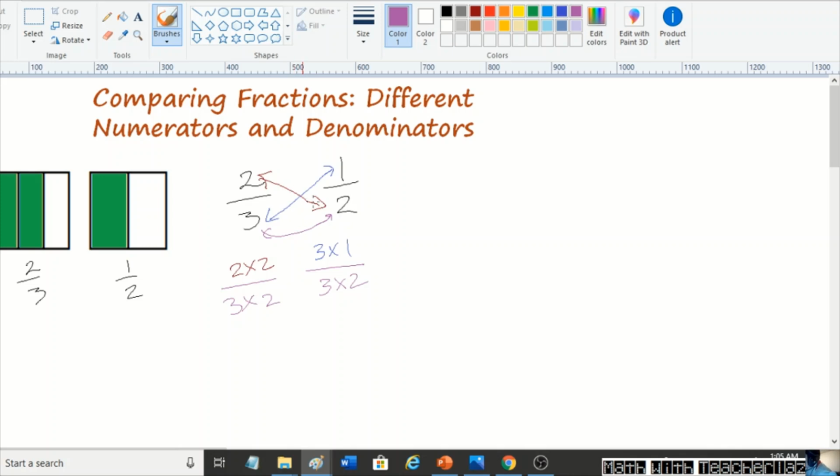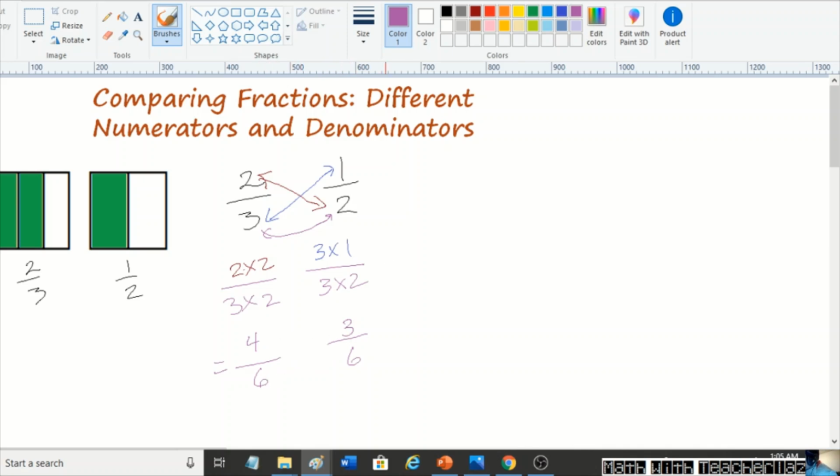So, what do we get? So what's 2 times 2? Well, if you know, that's 4. What's 3 times 2? That's 6. When we multiply over here, what's 3 times 1? That's 3. What's 3 times 2? Because we write that on both. That's 6. So 2/3 compared to 1/2. 2/3 is the same as 4/6, and 1/2 is the same as 3/6.